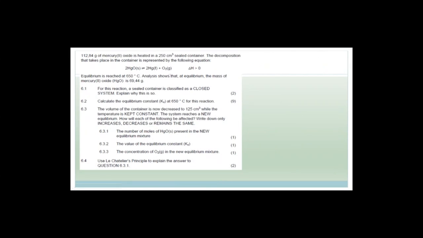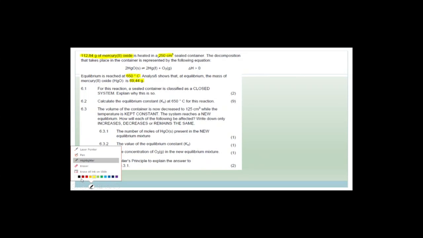Okay. Now let's look at this, and we've got some time. It says 112.84 grams of mercury oxide, that's the mass, is heated in a 250 cubic centimeter sealed container. And it says the decomposition takes place and is represented by the following equation: 2HgO goes to 2Hg plus O2, delta H is greater than zero. The equilibrium is reached at 650 degrees Celsius. The analysis says, at equilibrium, the mass of mercury oxide is 69.44 grams.